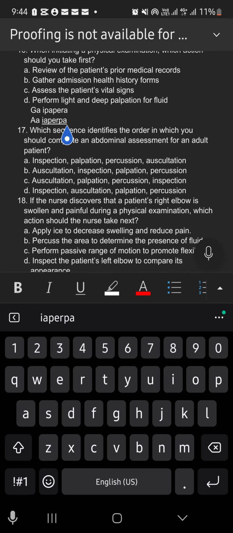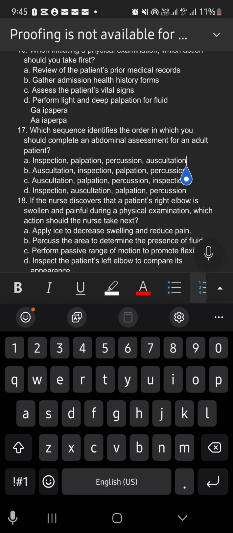Which identifies the order in which the nurse should complete the abdominal assessment? IAPP. So, inspection, auscultation, percussion, and palpation. Hold on. Inspection, auscultation, then percussion and palpation. There is something to be exchanged here, the percussion and palpation.